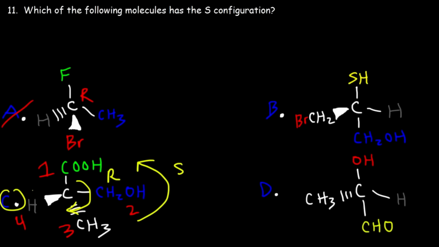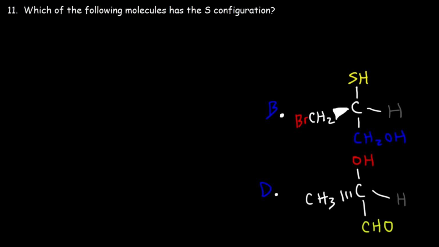So you always want group number 4 to be in the back. Now we know that B and D have to be R, but for the sake of practice, let's go ahead and work through those examples. Let's prove that it's R. Now in B, notice that group number 4 is not in the back. So what do you do in a situation like that? Well, let's find out. So we know hydrogen is going to be group number 4. But which one is group number 1?